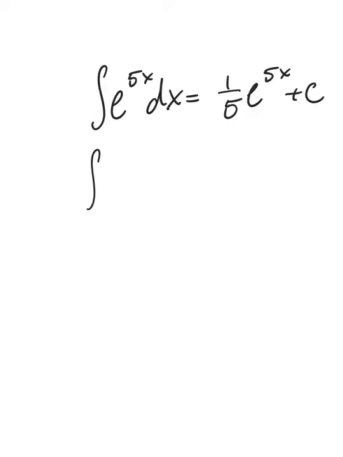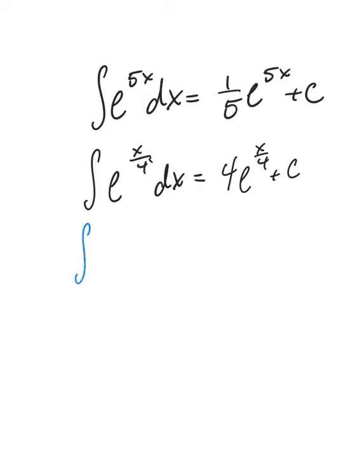It goes the other way around too. Let's say I had e to the x over 4 dx. How would I undo dividing by 4? I would multiply by 4, and it becomes 4 e to the x over 4 plus c. This also works with trig functions. You don't want to sit there and waste time doing u substitution for easy problems like this. By the way, this only works if you're multiplying a number by x.